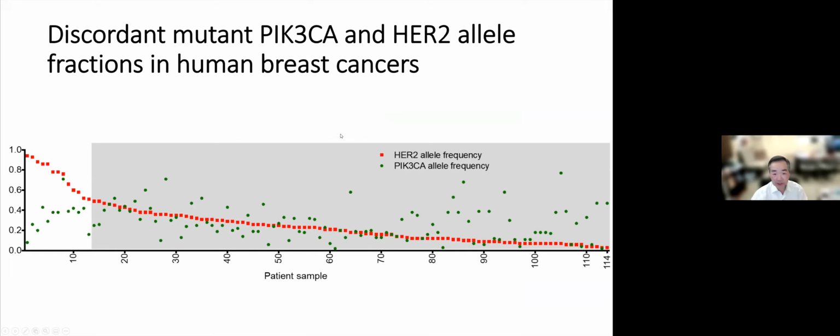As I said before, missense mutations of HER2 are not that common, but we actually just looked across cBioPortal and various databases. And as you may expect in the gray areas, most of the time you see a pretty good concordance of the allele frequency of PIK3CA and HER2. But there are these cases way off here to the left where you see high numbers of HER2 missense mutant allele frequencies and lower numbers of PIK3CA.